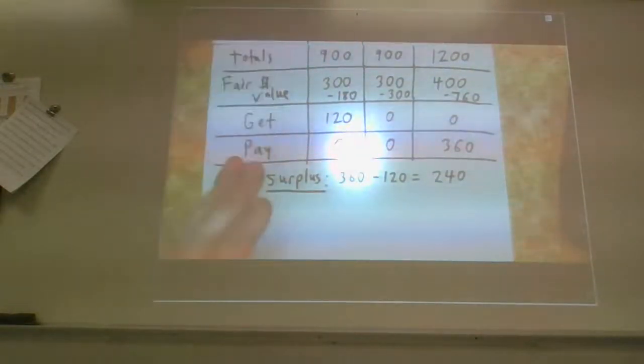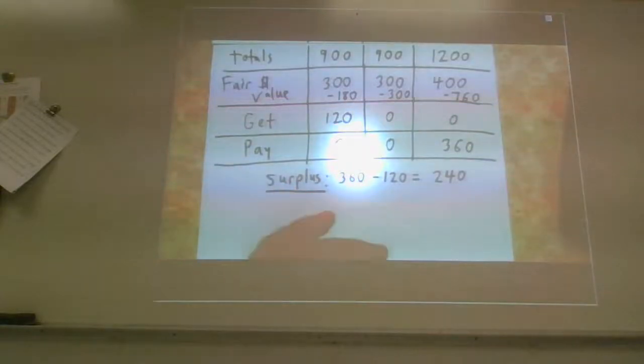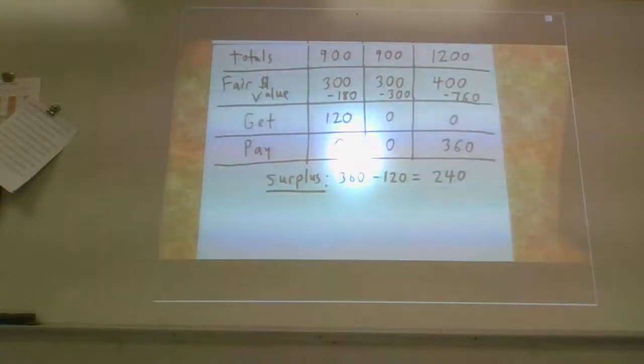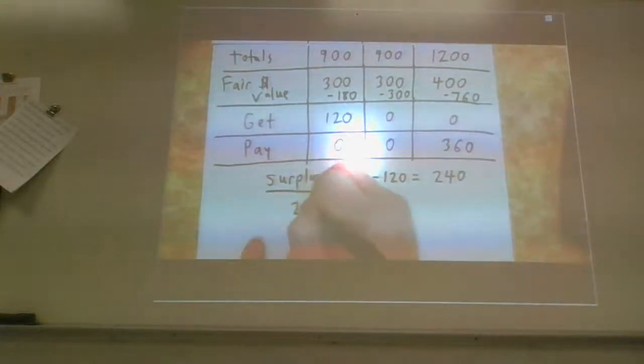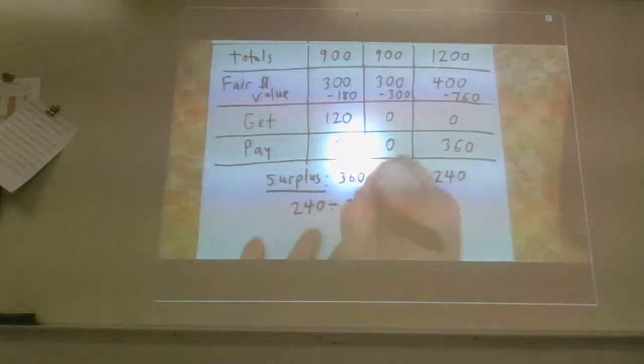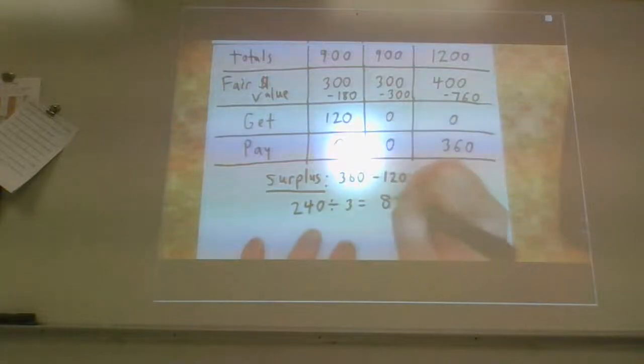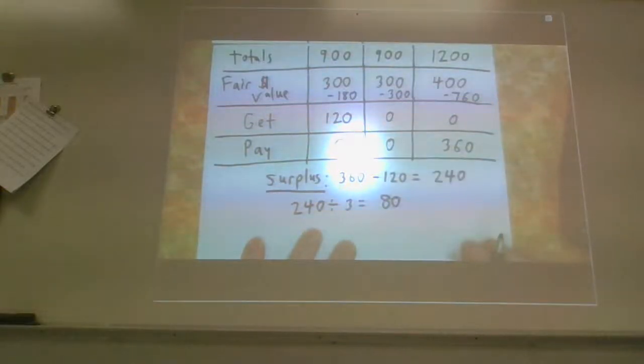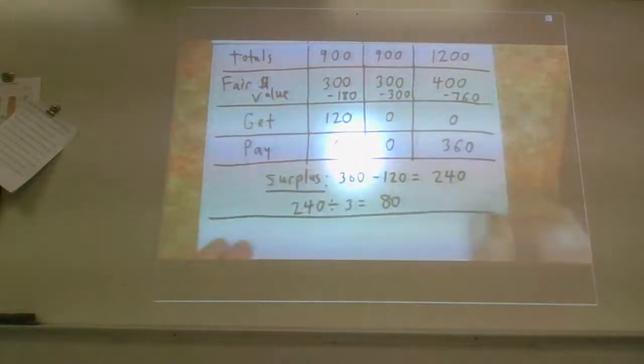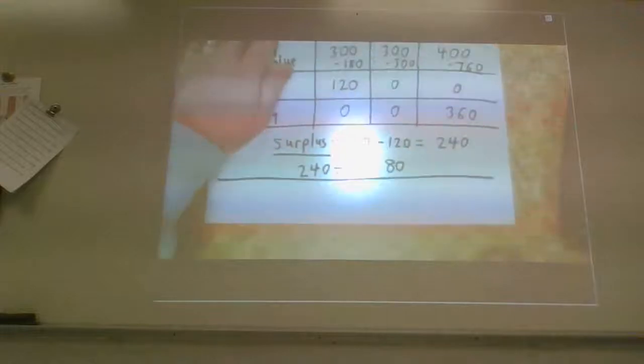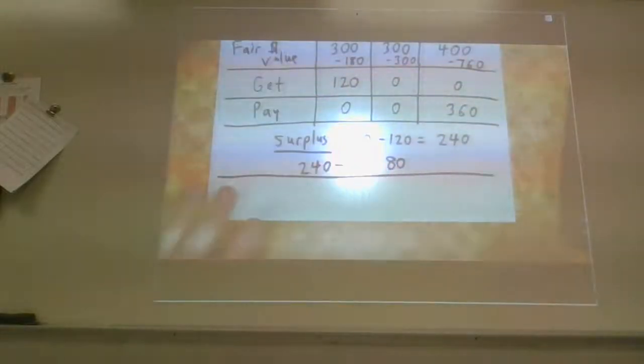As we discussed last time, what's the fairest thing to do with a surplus? Divided by the number of players. 240 divided by 3 is 80. That means $80 back to each player. So we can do a settlement.